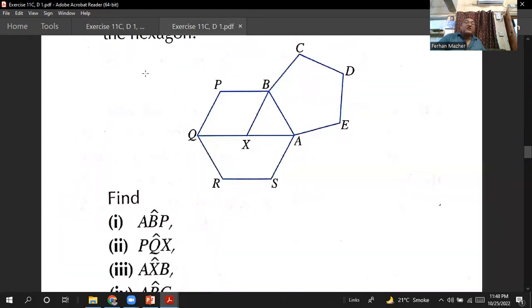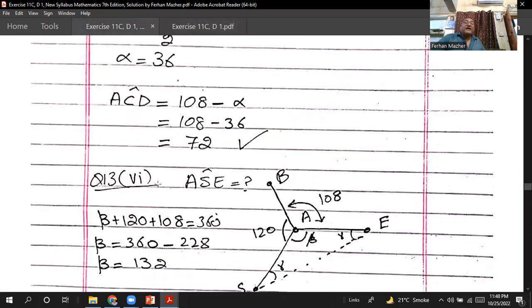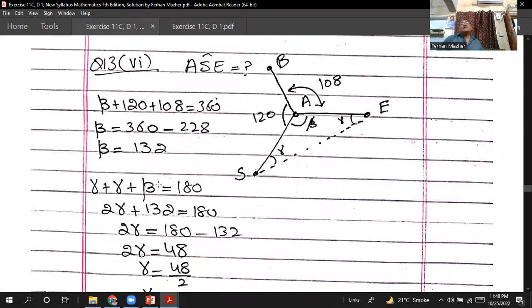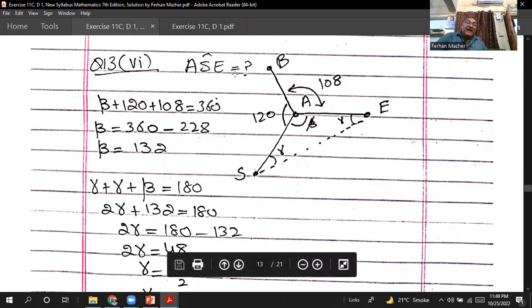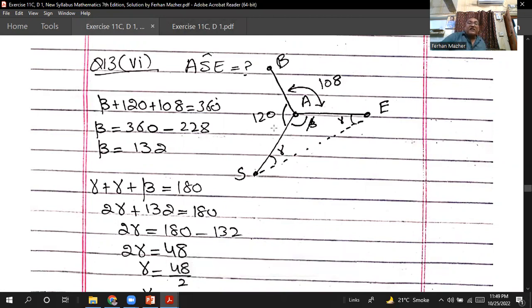He wants us to find out the value of ASE. So ASE is also very simple. If you join S and E, it will be a polygon, and we can very easily find out. So join S and E, as you can see from the figure. Because these two sides, SA and SE, EA, are equal to each other, it will be an isosceles triangle. So this angle will be gamma, and this angle will also be gamma. Let me say this angle is beta. I know this angle BAE, that's 108. I know the BAS, that is 120. So I can find out this beta angle.